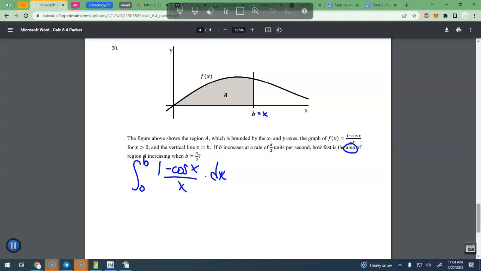So b is moving. So b increases at a rate of, so things are changing with time, which is when we get into the dt thing. So this would be db dt, because b is changing, would be pi over 2. With me there? Yep. So now I follow my rules. I'm going to plug in b, which is going to be 1 minus cosine of b over b. But then I got to multiply by the derivative of what I plugged in, which is db dt.